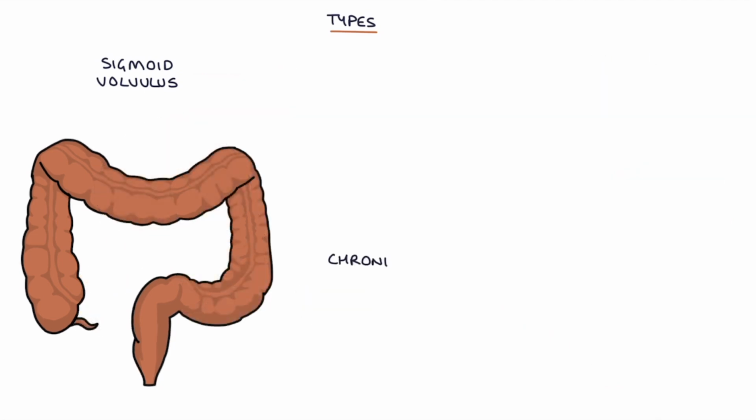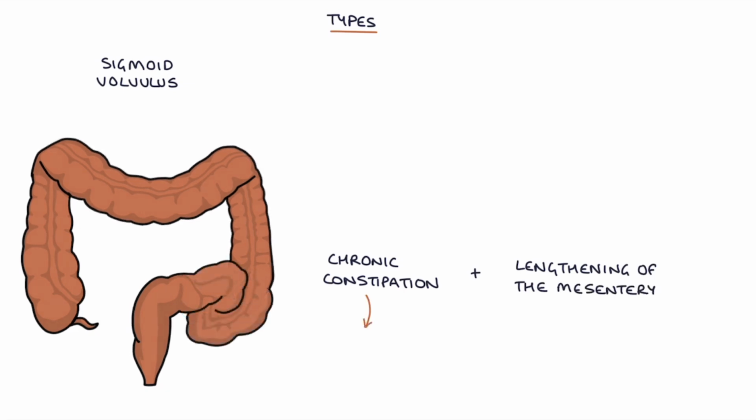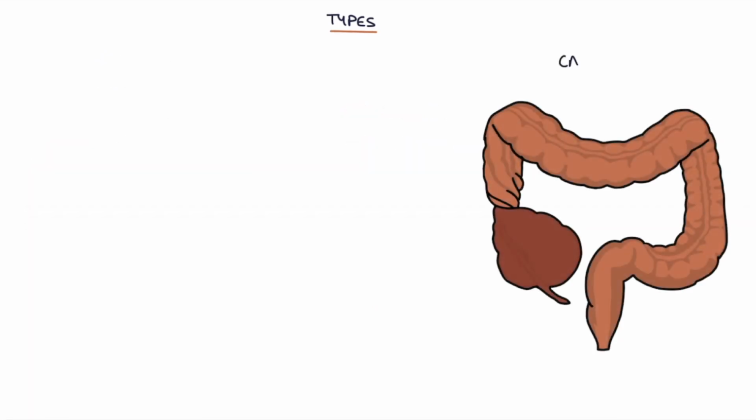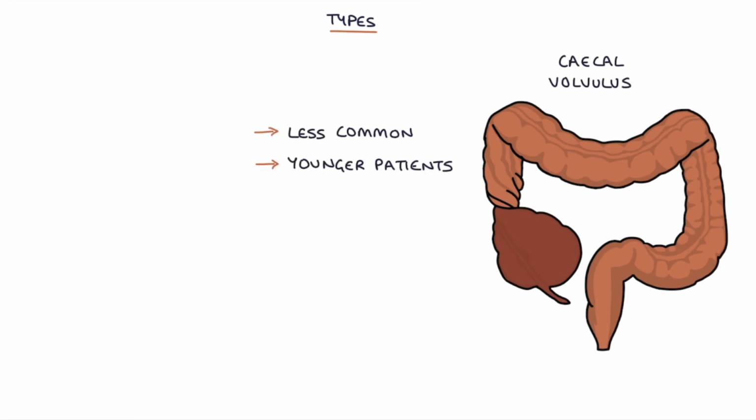A key cause is chronic constipation and lengthening of the mesentery attached to the sigmoid colon. The sigmoid colon becomes overloaded with feces, causing it to sink downwards and then causing it to twist. A sigmoid volvulus is also associated with a high-fiber diet and the excessive use of laxatives. Cecal volvulus is less common and tends to affect younger patients, and the twist occurs in the cecum.